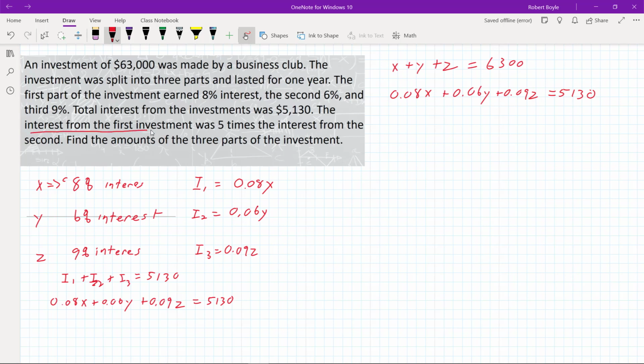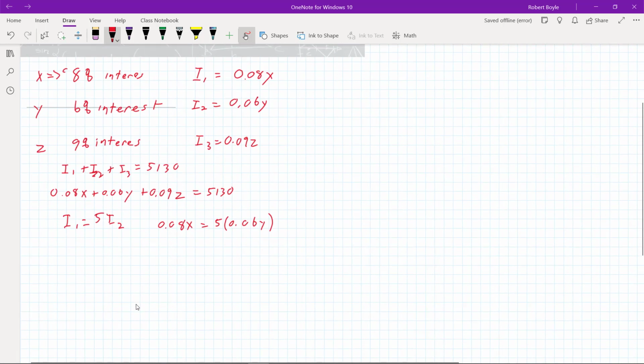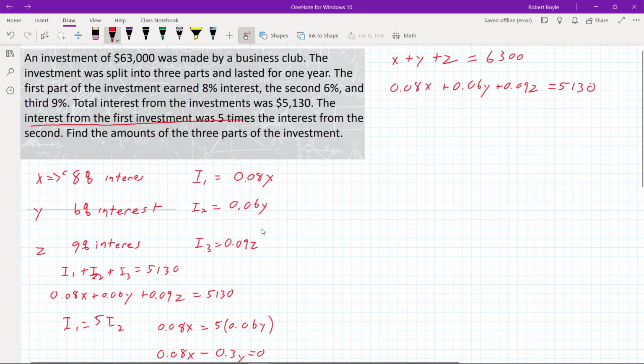And this right here provides us with our last equation. The interest from the first investment was 5 times the interest from the second, which means that I1 is going to be equal to 5 times I2, or that 0.08x is going to be equal to 5 times 0.06y, or that 0.08x minus 0.3y is equal to 0. And that is our final equation.